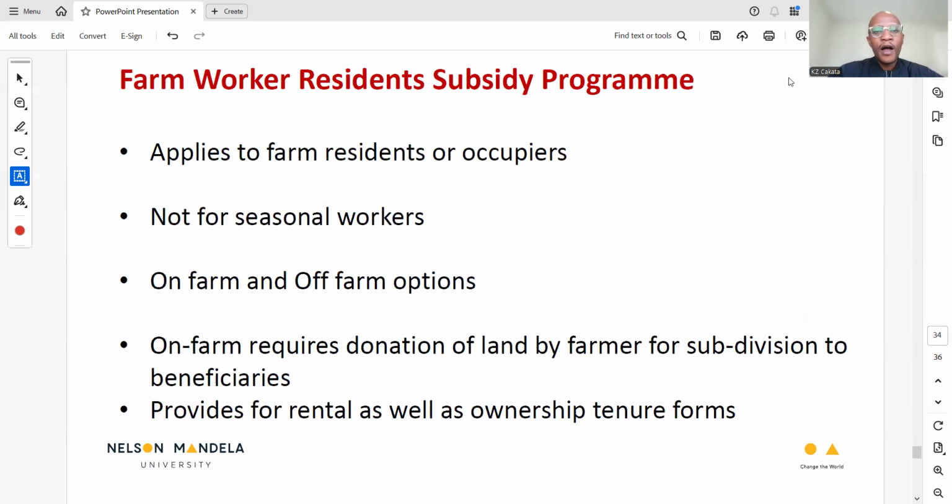And another important one, the farm worker residence subsidy program. This applies to farm residents or occupiers. And this is not for seasonal work, it's for people that have lived on farms or occupied farms, or areas in and around farms, for many, many years. As I've said, it's either on the farm itself or off farm options. On farm requires the donation of that portion of the land by the farmer. So that land would be isolated and subdivided to the beneficiaries, and each beneficiary would be given security of tenure. Off farm options are probably state land. That state land would then be subdivided, and people would be given individual title of that land. It also provides for both rental and ownership tenure forms. So it's quite flexible in the security of tenure that it provides. And that is the Farm Worker Residence Subsidy Program.